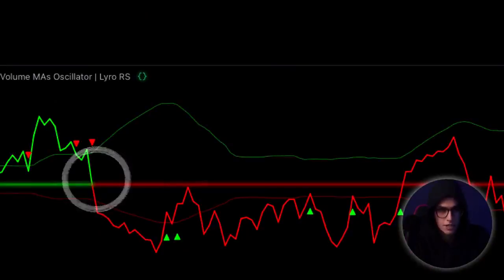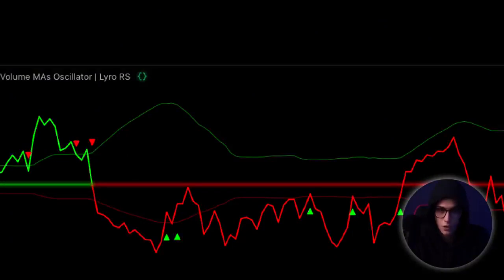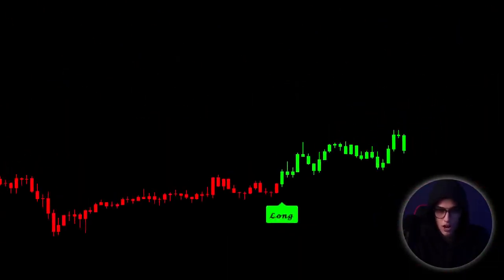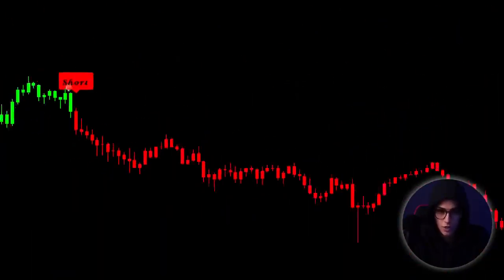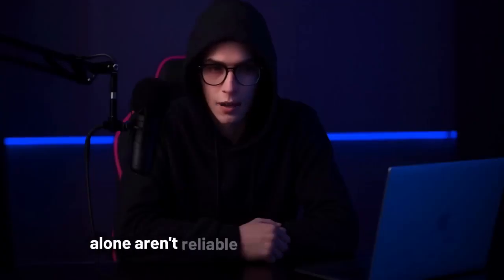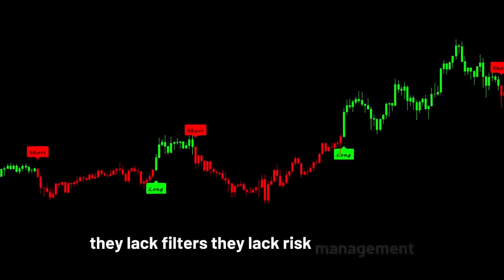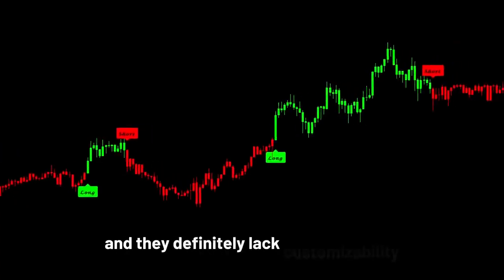You also get these up and down arrows on the oscillator, which trigger potential entry points based on predefined thresholds. On the price chart, you'll notice it prints long and short labels. That's the built-in signal engine at work. But here's the catch. Those signals alone aren't reliable enough to trade blindly. They lack filters. They lack risk management. And they definitely lack customizability.